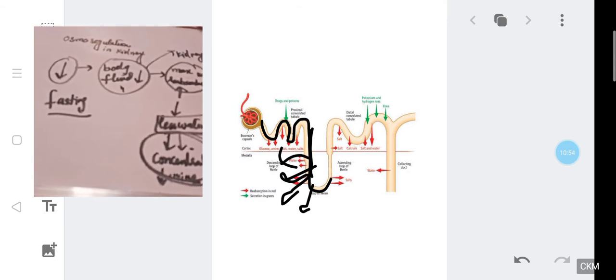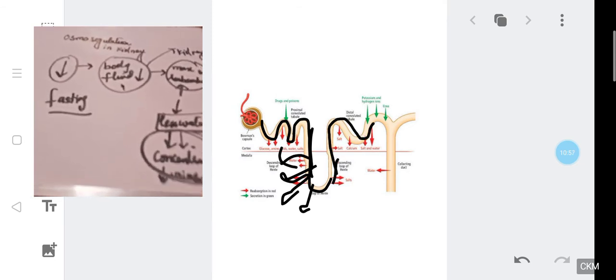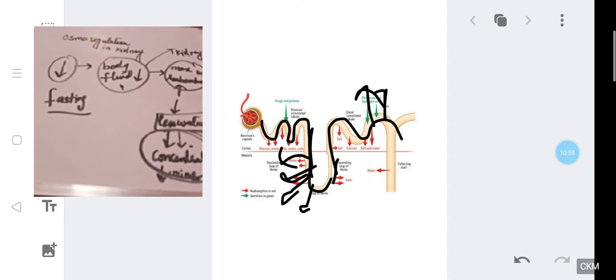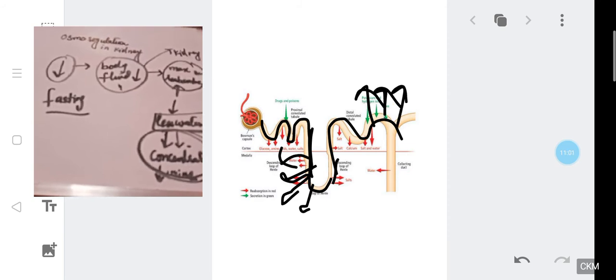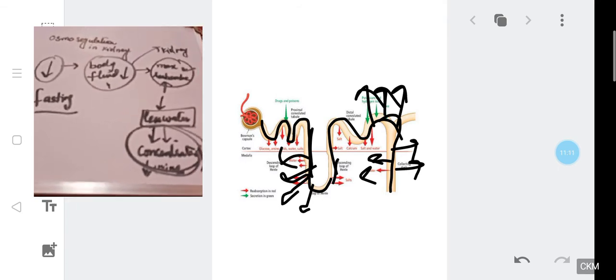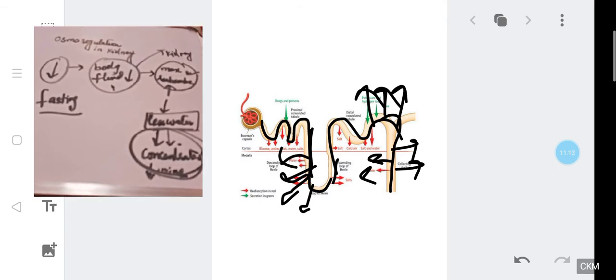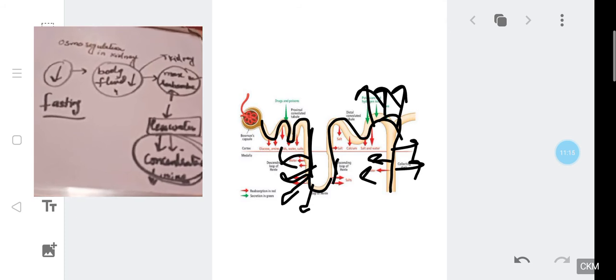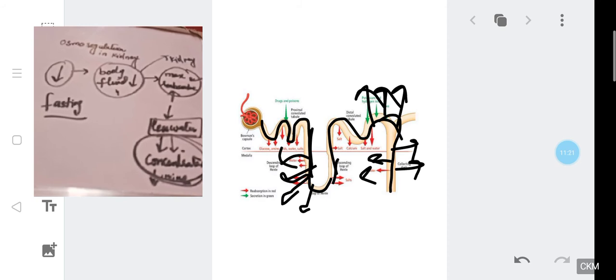Then in the distal convoluted tubule, more water is reabsorbed. Similarly, when this material is transferred into the collecting duct, more water is reabsorbed. In this way, the nephron works on the maximum reabsorption of the water. When the maximum reabsorption of the water takes place, less, concentrated urine is produced.